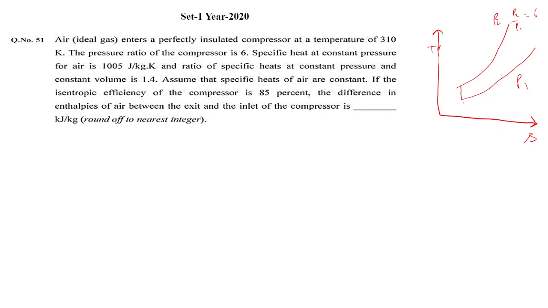Let's suppose it is compressing reversibly from 1 to 2, but it is not so, because it is given: assume the specific heat constant, the isentropic efficiency of the compressor is 85%. If it is isentropic, then S1 is equal to S2. But isentropic efficiency means it is an irreversible process, like this 2 dash. So what is the isentropic efficiency of the compressor?